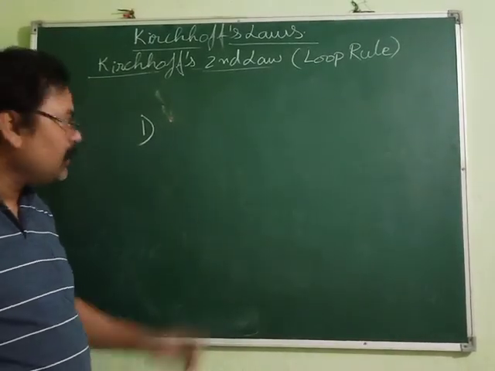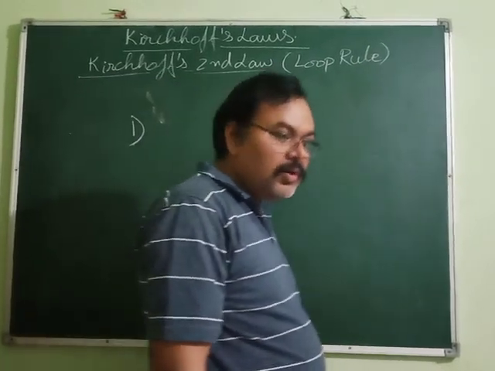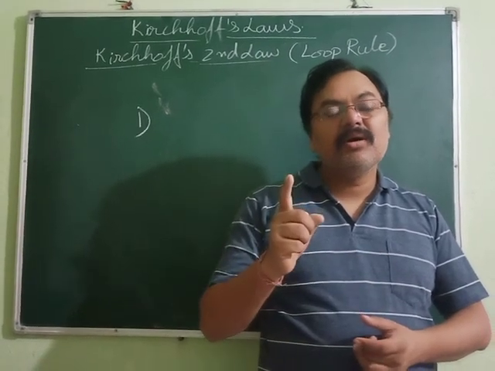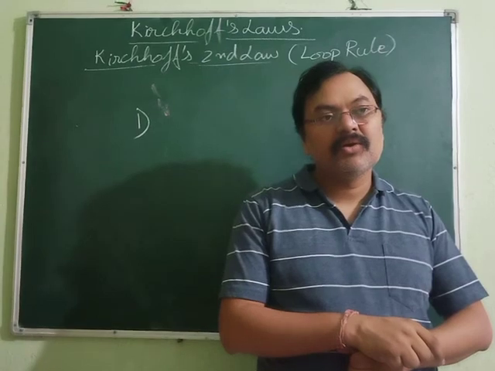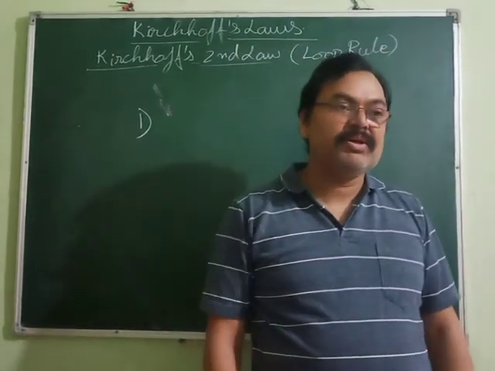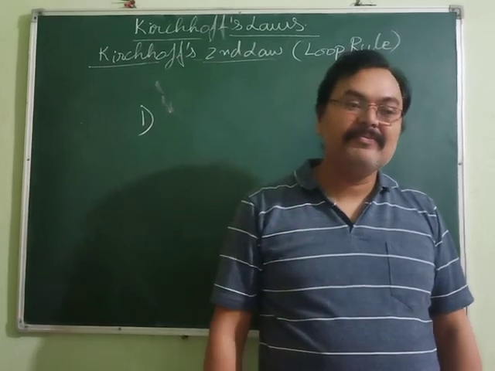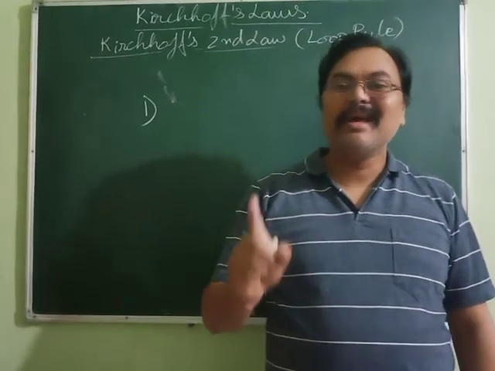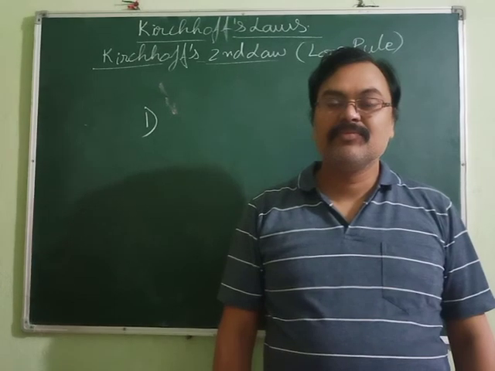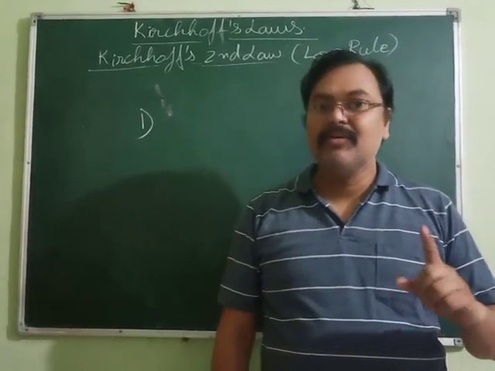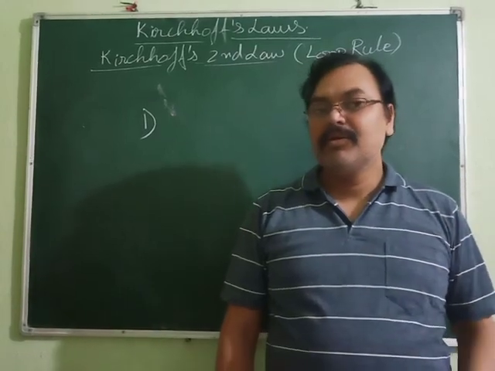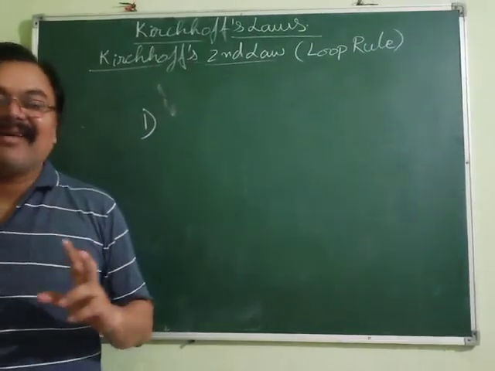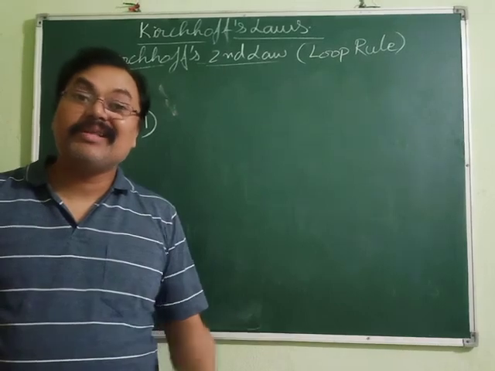Now start writing. When the direction of current through a resistor is the same as that of the direction of motion, then the potential difference across that resistor is taken as positive.